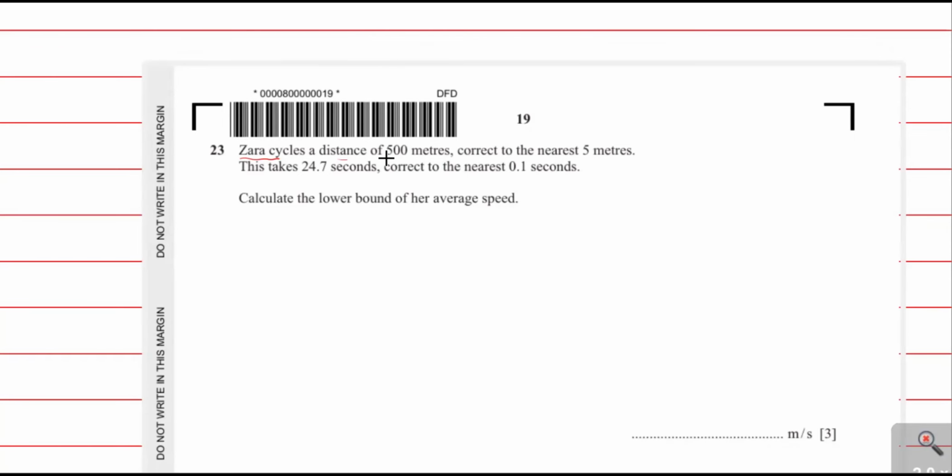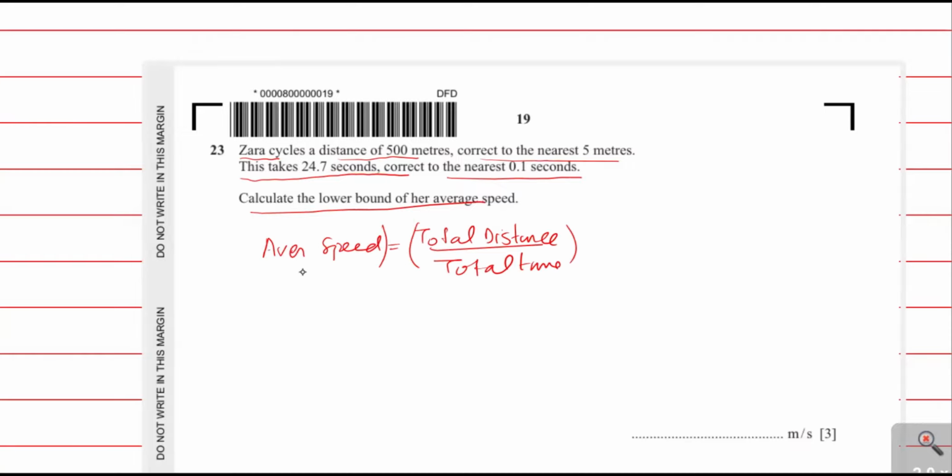Zara cycles a distance of 500 meters, correct to the nearest 5 meters. This takes 24.7 seconds, correct to 0.1 seconds. Calculate the lower bound of the average speed. The average speed formula here is total distance divided by total time. And here the average speed lower bound will be equal to the lower bound of the distance divided by the upper bound of the time.